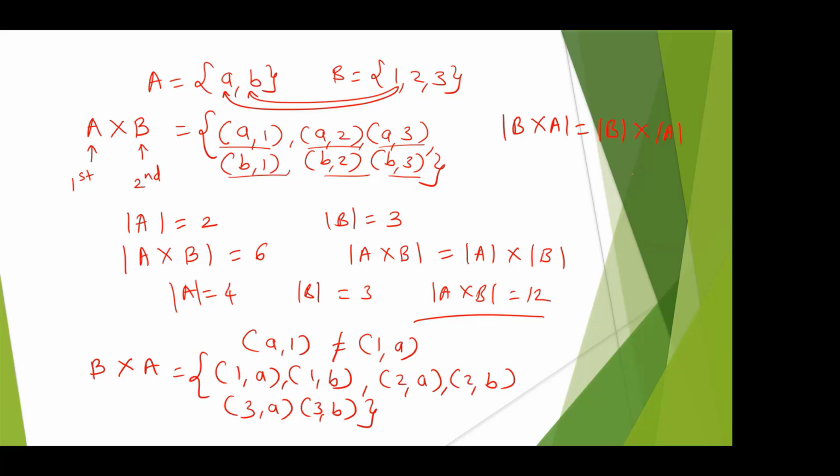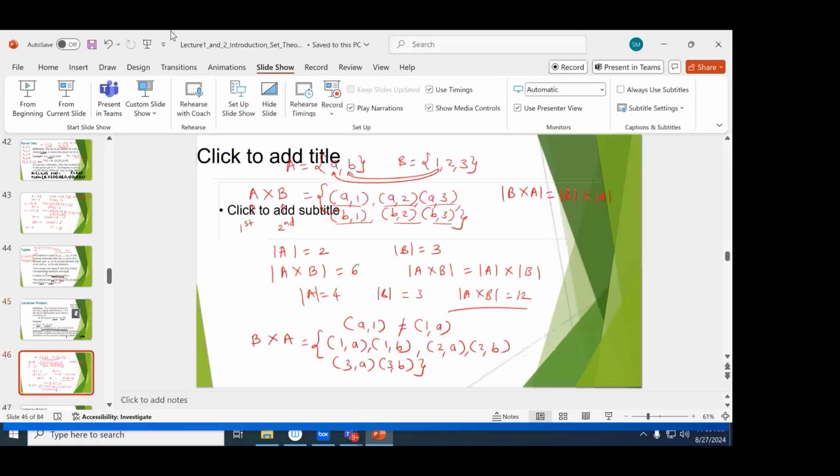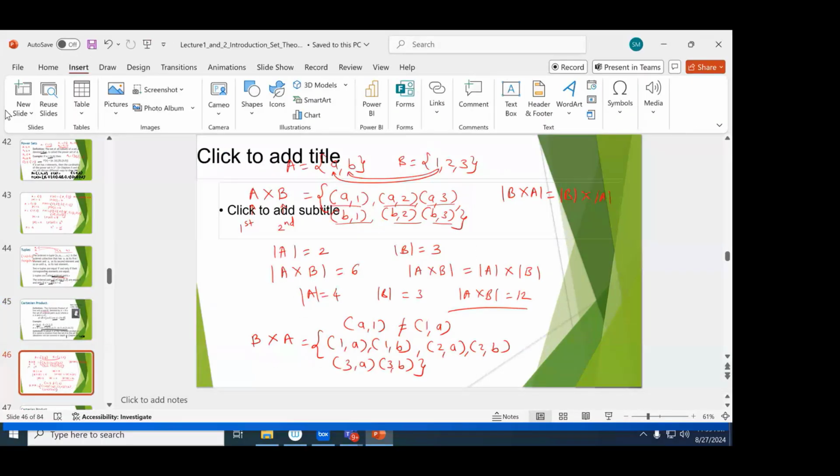So both are going to give us 6 elements, but the elements will be different. Here the elements are 1A, 1B, 2A, 2B, 3A, 3B. So those 6 elements we get if we do B Cartesian product A. Now sometimes you will see in books that they ask what is A square.